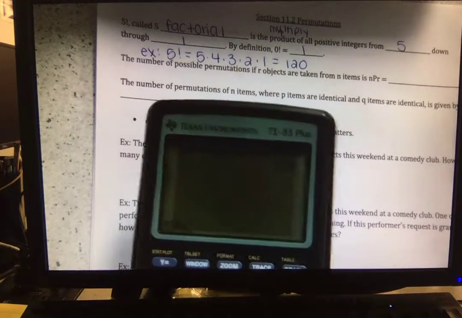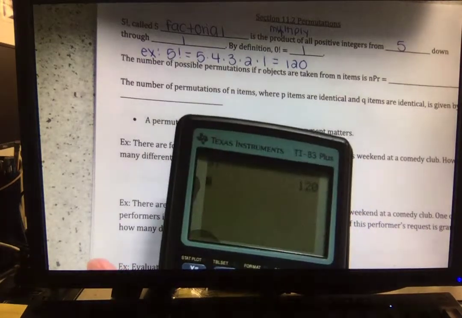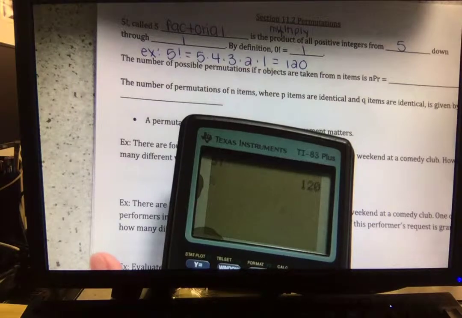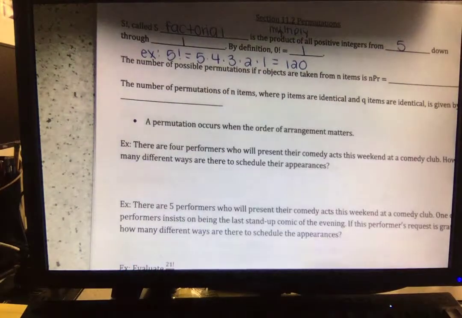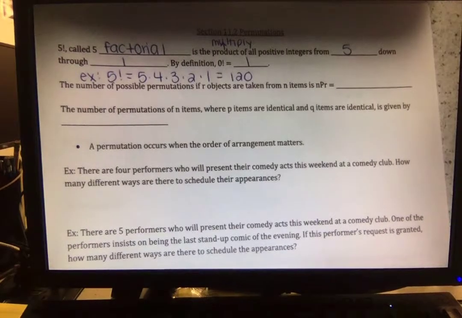Show of hands, just so that I can more easily help you. Who has a graphing calculator? Okay. That's fine. I was just wondering. All right, so let's keep going.